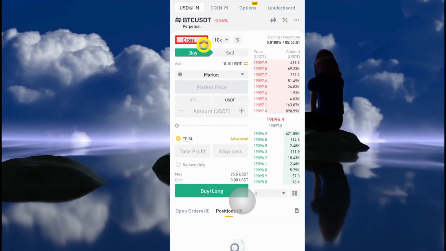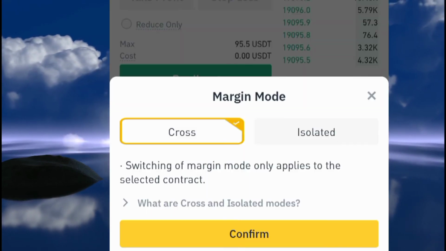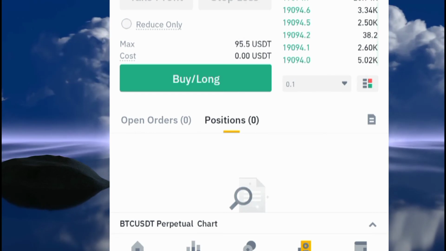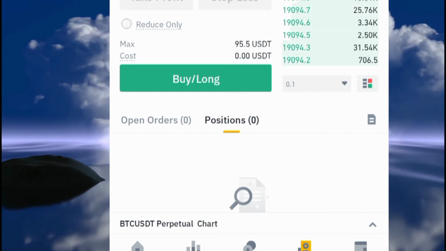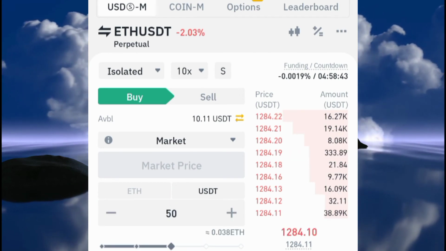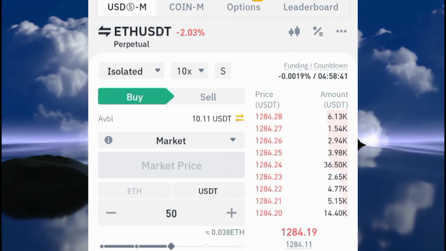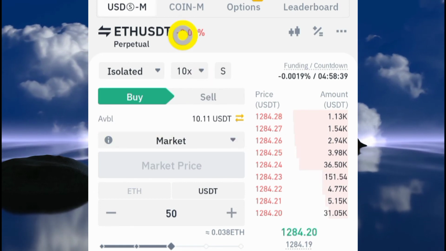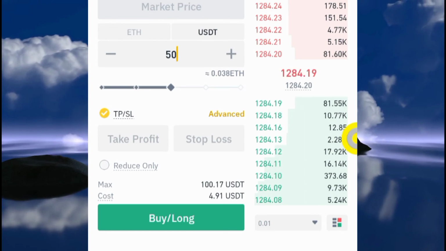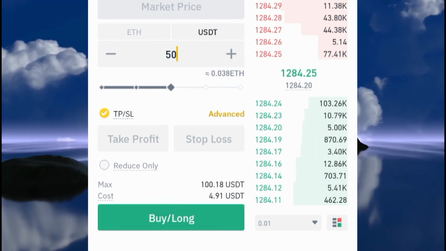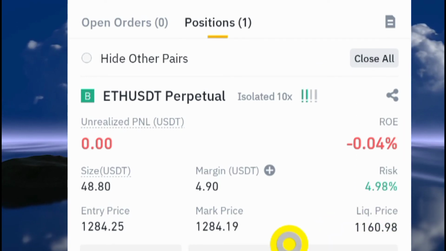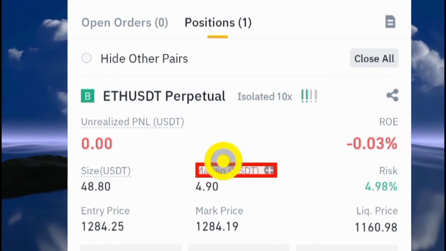Now if I click on this cross and select isolated and click confirm, now I am in isolated margin mode. If I put 50 USDT there, using a 10x leverage, as you can see up here, and then decide to go long, that means I am buying. If I buy, boom, click confirm button. Now you can see that this position is open as before.